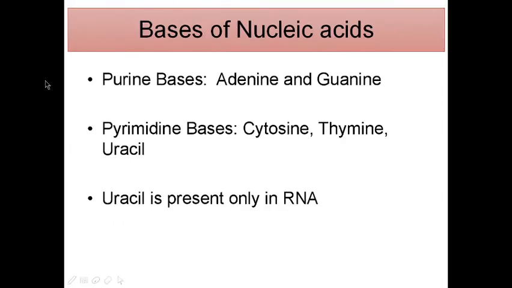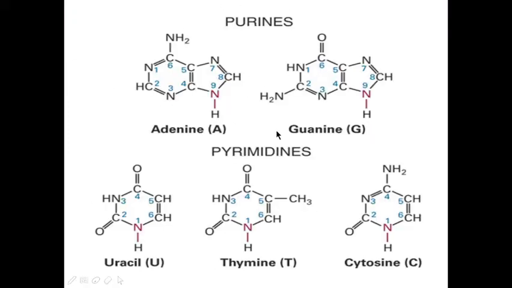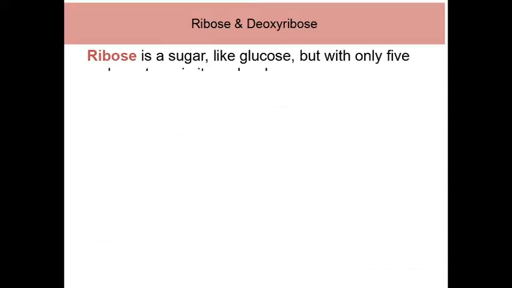Bases of nucleic acids. There are two types of bases, purine bases and pyrimidine bases. Purine bases include adenine and guanine. Pyrimidine bases include cytosine, thymine and uracil. Uracil is present only in RNA, not in DNA. These are the structures of the purine bases, adenine and guanine, and the pyrimidine bases, uracil, thymine and cytosine. These are the basic structures of the nitrogenous bases.